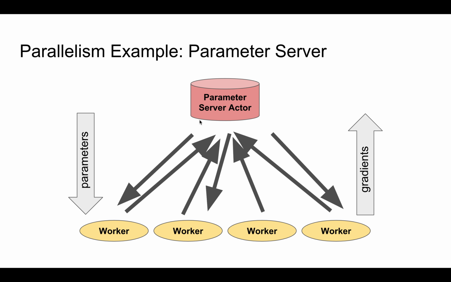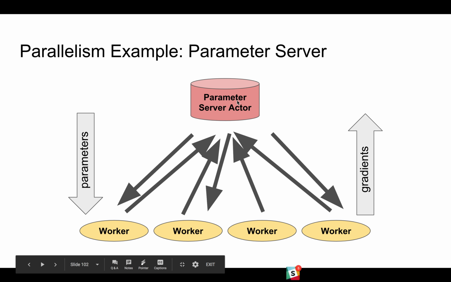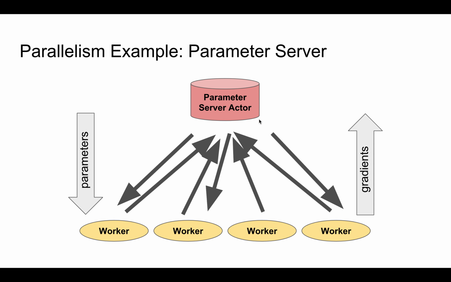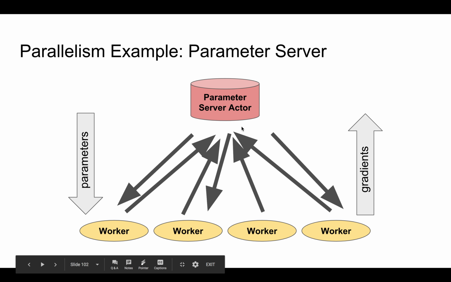So this is a common thing to do. However, as you can see from this picture, sometimes the parameter server can become a bottleneck because you have all these different workers talking to the parameter server. There are different ways it can be a bottleneck, but if these are on different machines, it's often the network bandwidth into and out of the parameter server machine.